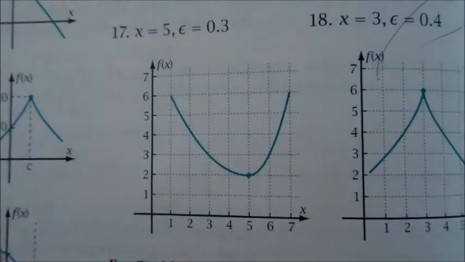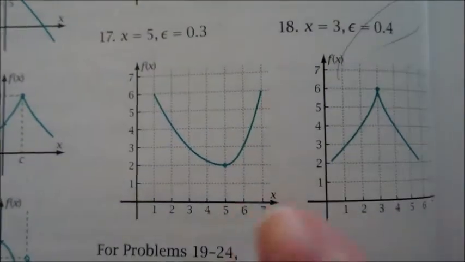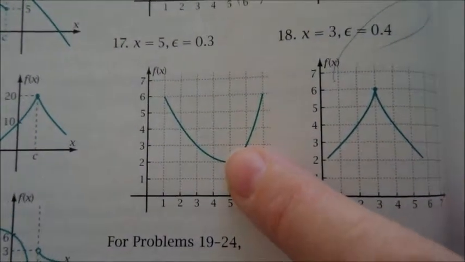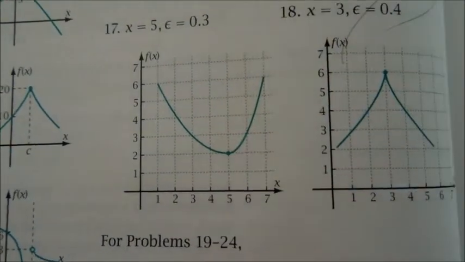For 23b, it asks you to find the limit of the graph when x is 5. So when x is 5, y approaches 2, therefore the limit when x is 5 is 2.